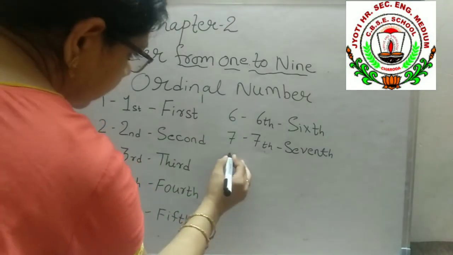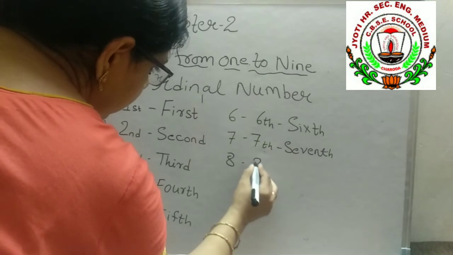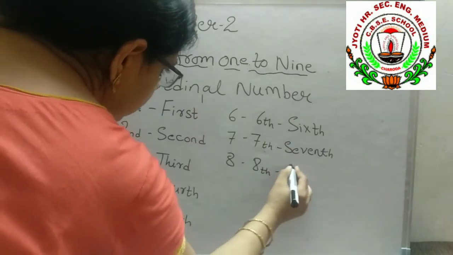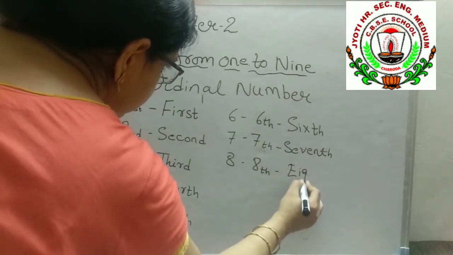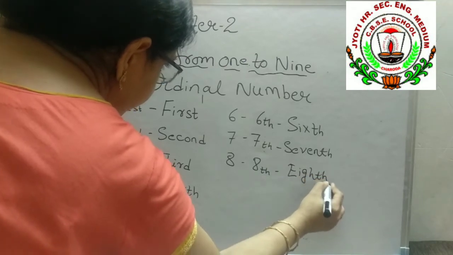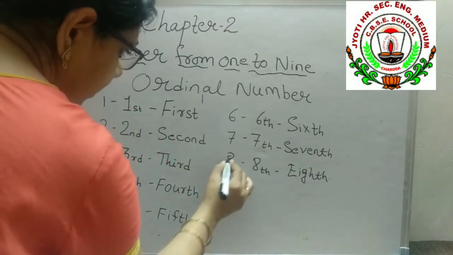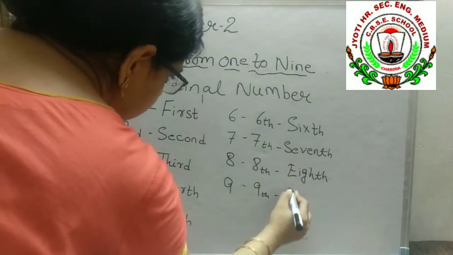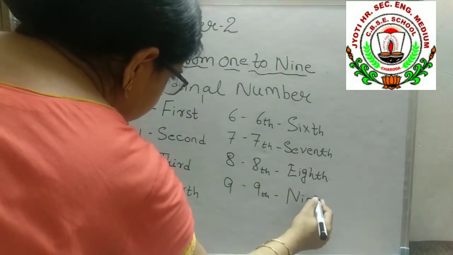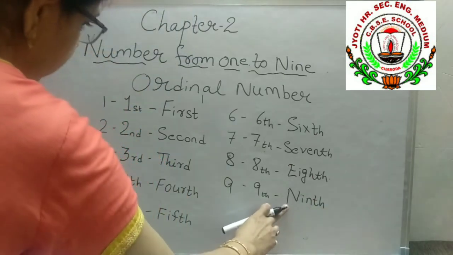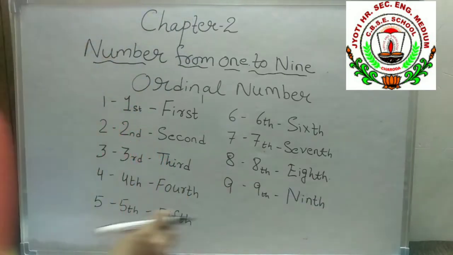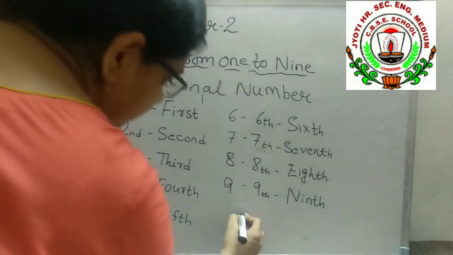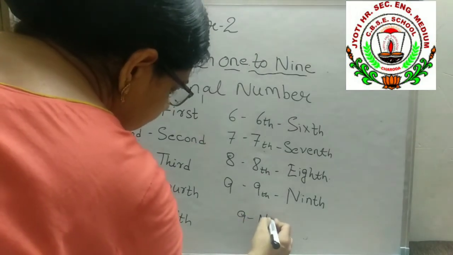S-E-V-E-N-T-H, seventh. For 8, we are writing 8 and small th, E-I-G-H-T-H, eighth. For 9, we are writing 9, th, and spelling of ninth is N-I-N-T-H. What is the spelling of ninth? N-I-N-T-H. Student, in the spelling of 9, the simple spelling of 9 is N-I-N-E.